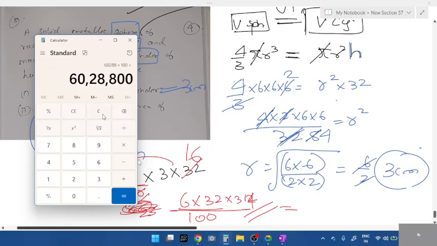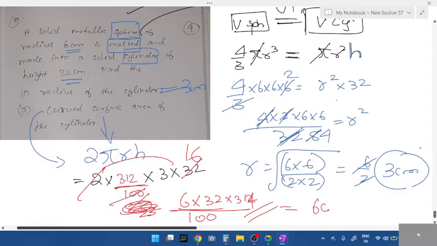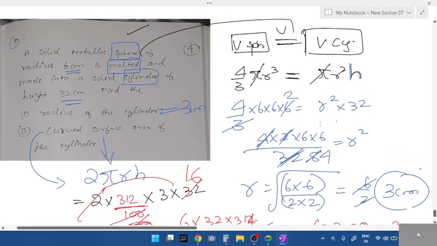Six zero, 60288. The answer is 602.88. Is it correct? Curved surface area, if you want to find area, centimeter square. Look at the calculation. Okay, this was a simple question, students. Simple question.